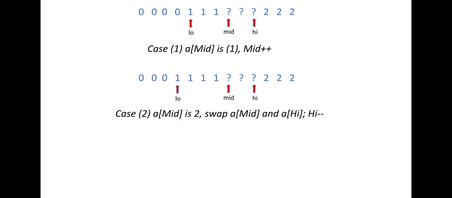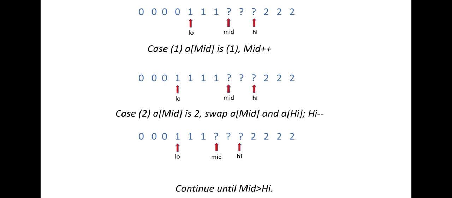Case 2, if the encountered element is 2, we would simply swap a of mid and a of high and decrement the value of high by 1. That is, we would decrement high by 1. So you can see in case 2, after swapping a of mid and a of high and decrementing high by 1, we get the following array. Now we have to continue looping until mid is greater than high.